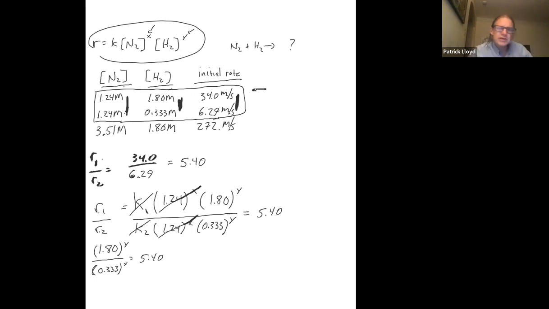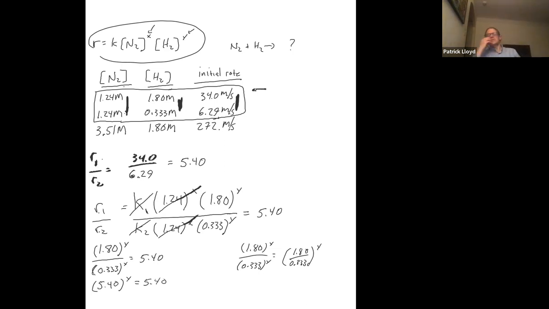Now I'm going to do a little trick here, which is not a real trick. 1.80 to the Y divided by 0.333 to the Y is the same as the ratio to the exponent. If you have the same exponent, the numerator divided by the denominator, that ratio can be taken in the parentheses. So 1.8 divided by 0.333. So it's 5.40. So 5.40 to the Y is equal to 5.40.